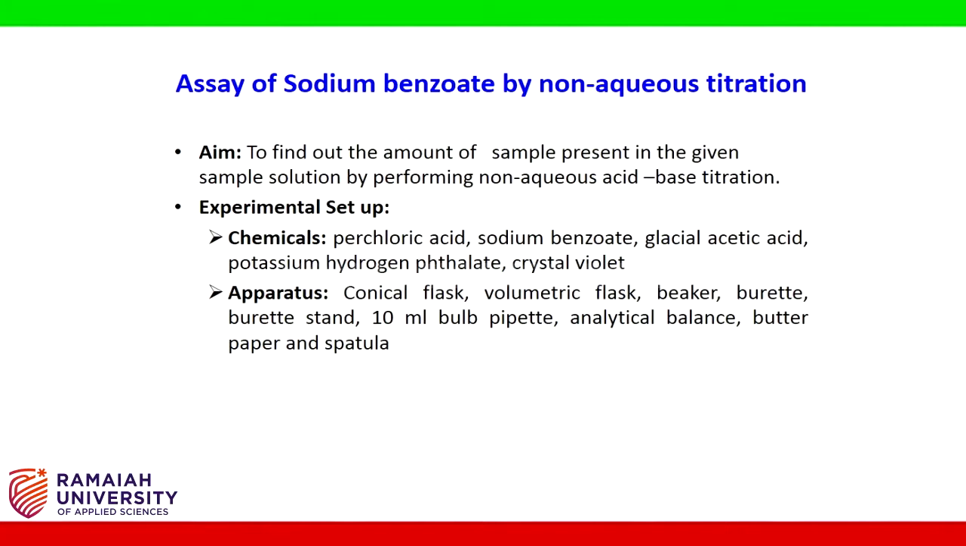Experimental setup: chemicals required: perchloric acid, sodium benzoate, glacial acetic acid, potassium hydrogen phthalate, crystal violet. Apparatus required: conical flask, volumetric flask, beaker, burette, burette stand, 10 ml bulb pipette, analytical balance, butter paper and spatula.